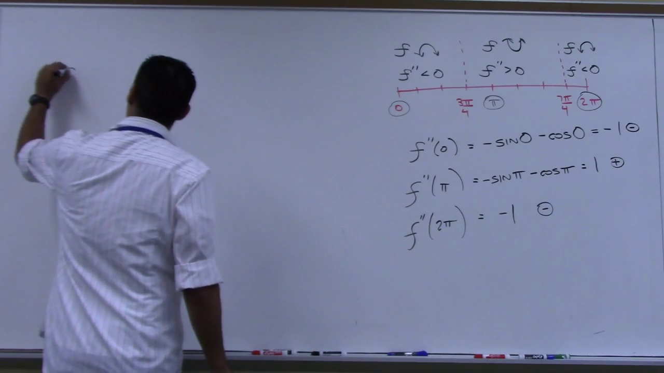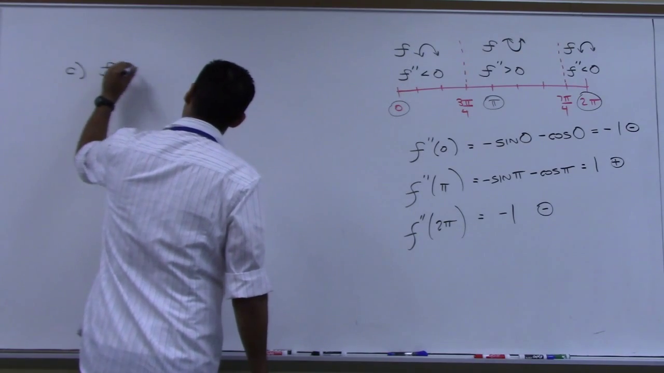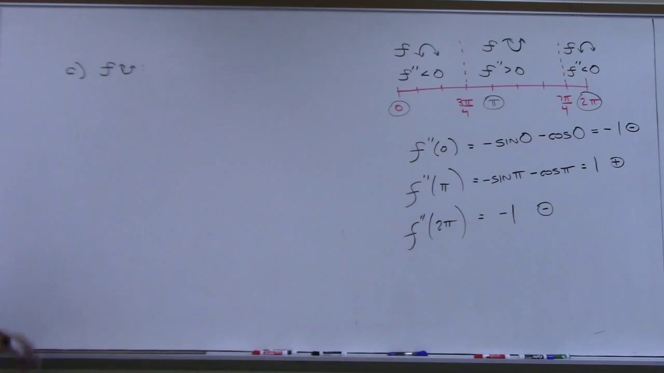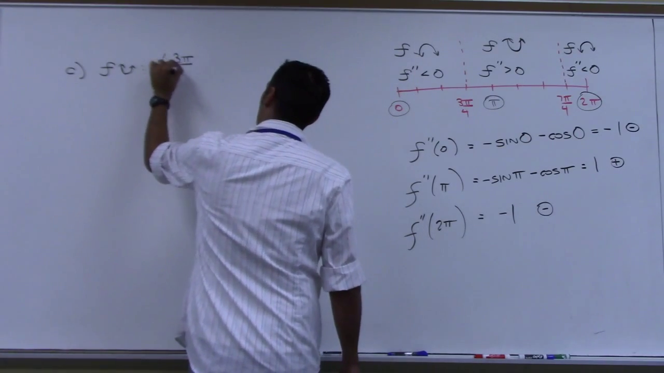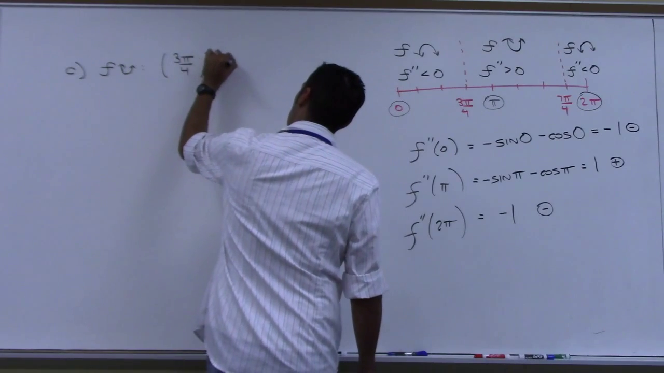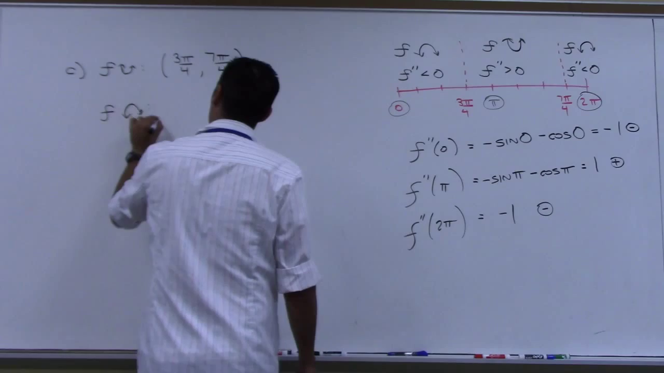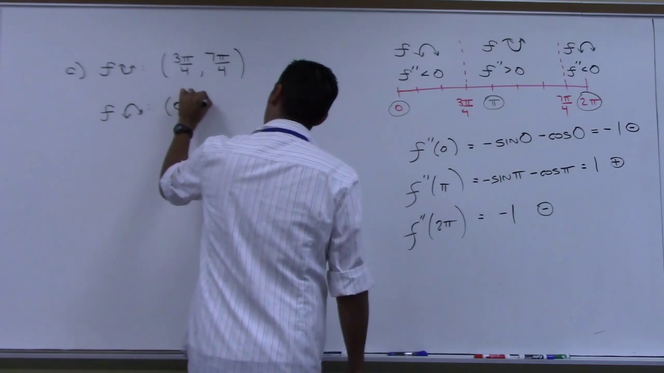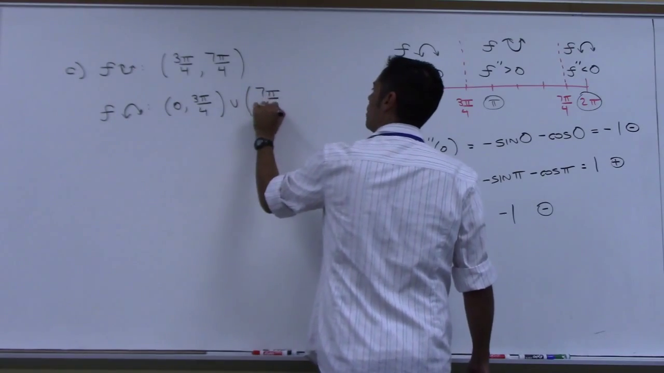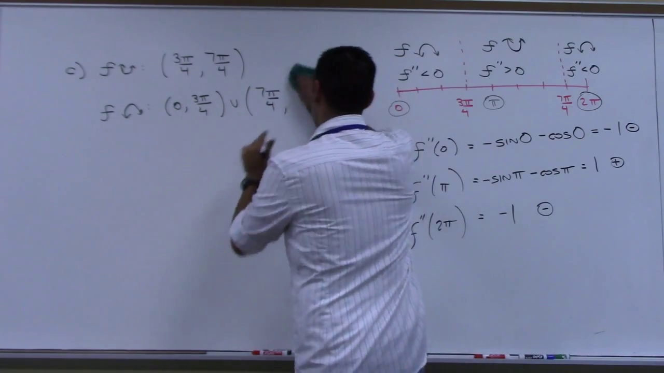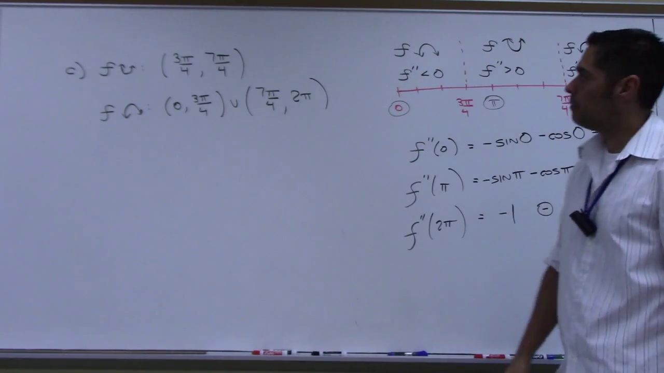So answering part C. F is concave up first. Where? 3 pi over 4 to 7 pi over 4. And F is concave down from 0 to 3 pi over 4, union 7 pi over 4 to 2 pi. Yes, to 2 pi, because we're stopping it.